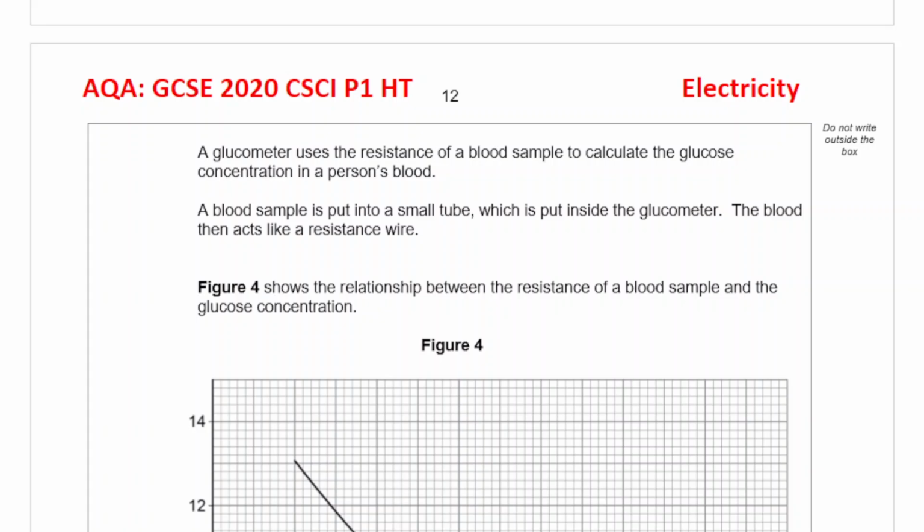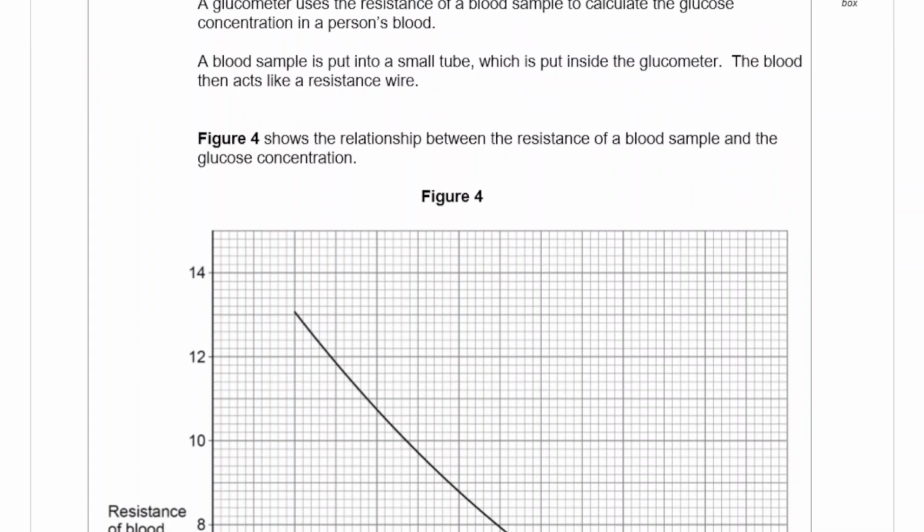A glucometer uses the resistance of a blood sample to calculate the glucose concentration in a person's blood. A blood sample is put into a small tube which is put inside the glucometer. The blood then acts like a resistance wire. Figure 4 shows the relationship between the resistance of a blood sample and the glucose concentration.